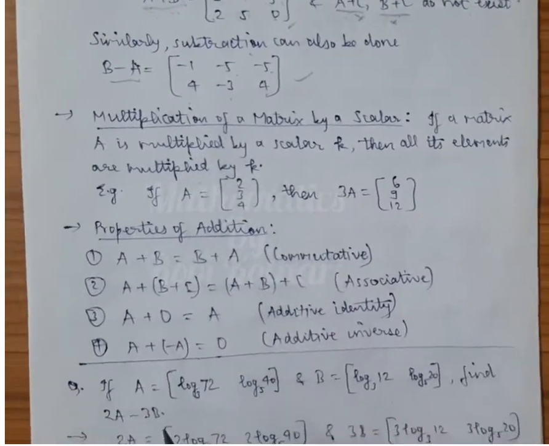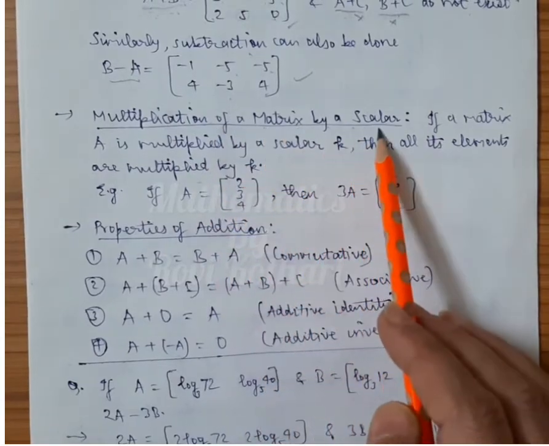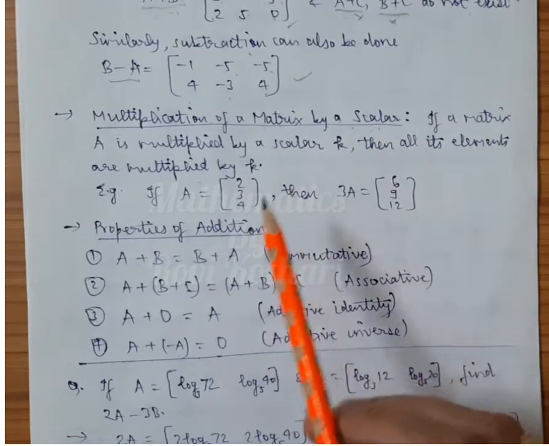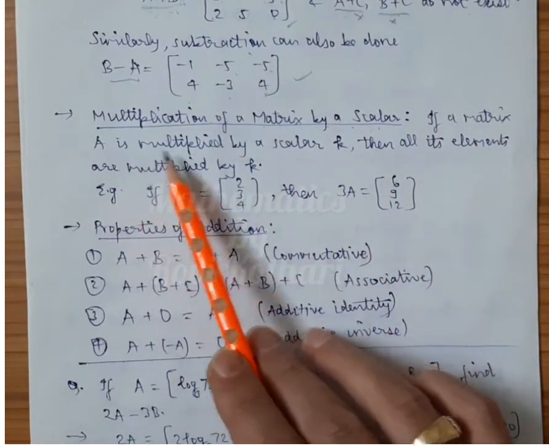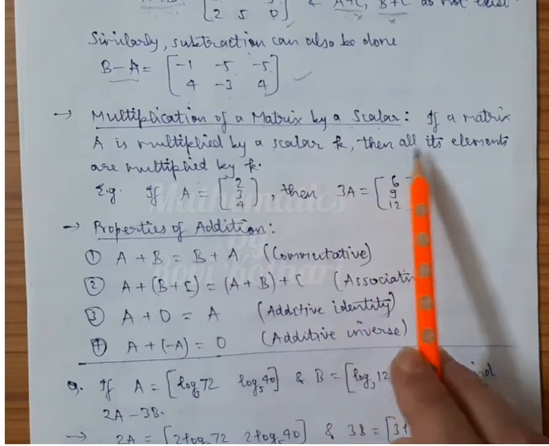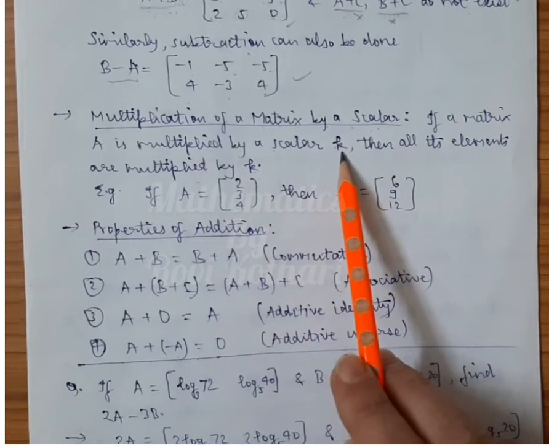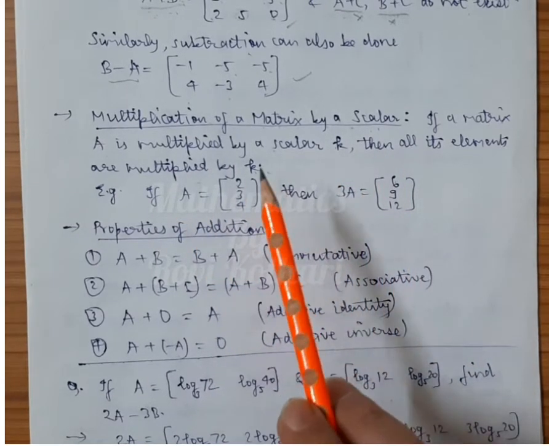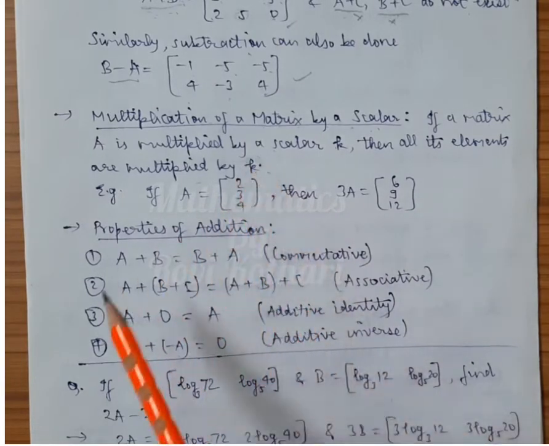Let's see the next thing. Another very important thing is multiplication of a matrix by a scalar. Now what happens when you multiply a matrix by a scalar? Scalar simply means a constant. Okay. So if a matrix A is multiplied by a scalar K, then all its elements are multiplied by K. Not just one or two elements or one row or one column. Every element will be multiplied by K.